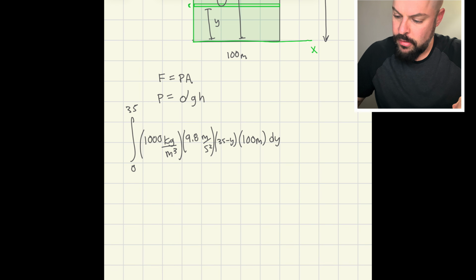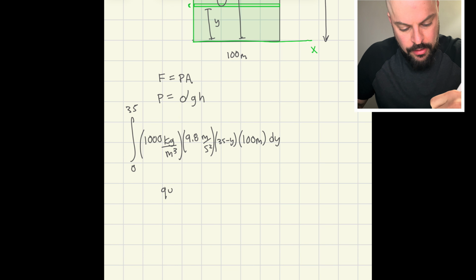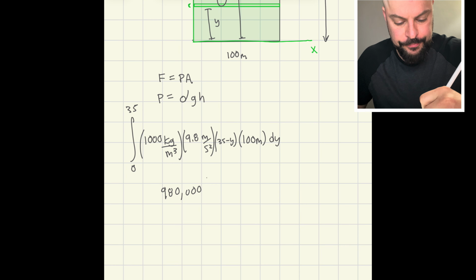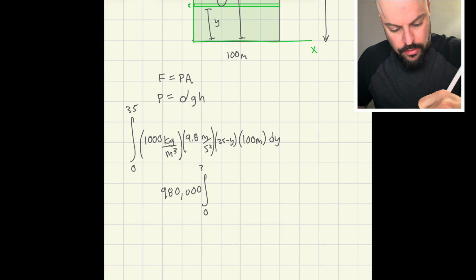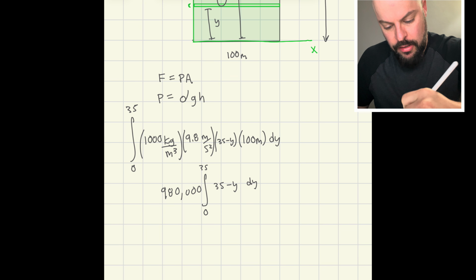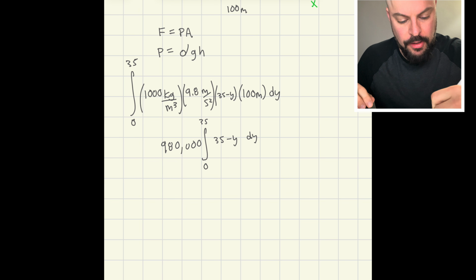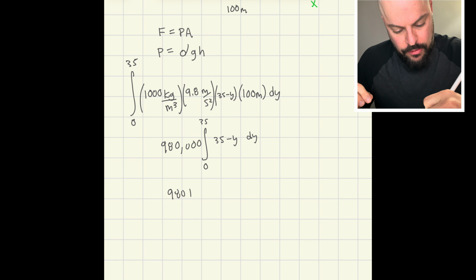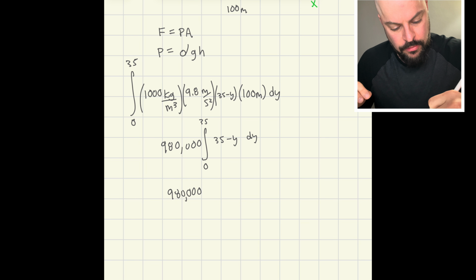Just to make sure, we're going to use the calculator. 1,000 times 9.8 times 100. Cool. So we bring 980,000 out front, and we're left with the integral of 35 minus y dy, and we can solve that integral.